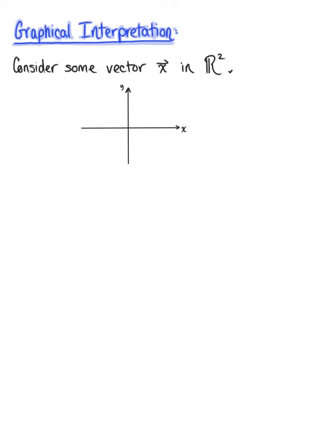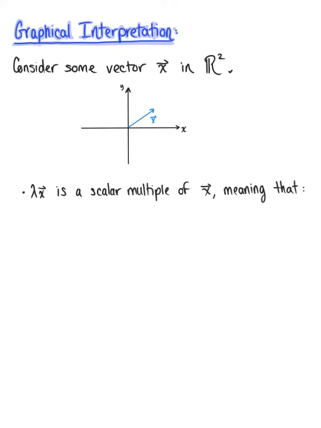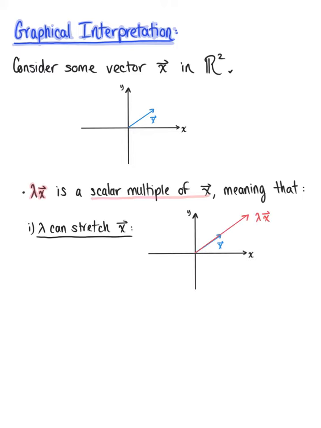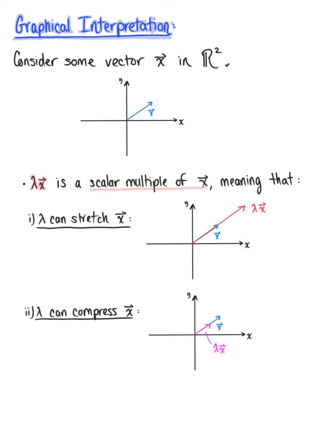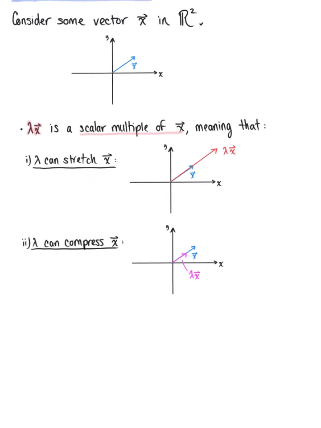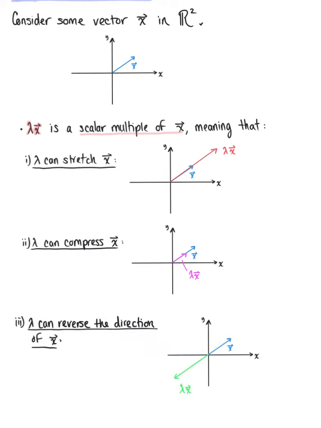Let's now explore a little graphical interpretation of this eigenvalue problem. So to begin, let's start by considering some arbitrary vector x in R2. Now, lambda times vector x is just a scalar multiple of this vector x. So since lambda is a scalar multiple, we know that it could stretch, it could compress, and let's give ourselves a little bit more room here, because lambda could even reverse the direction of this vector x.